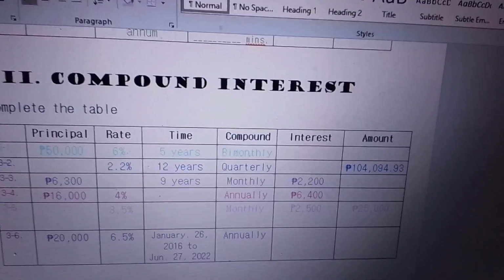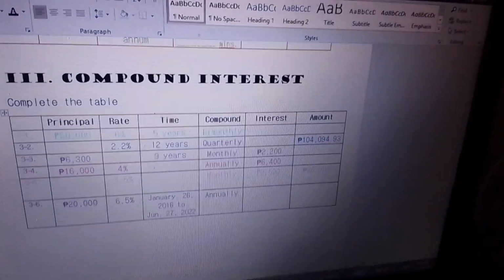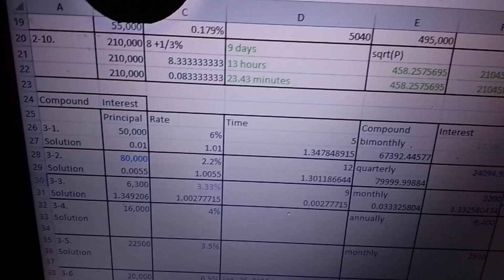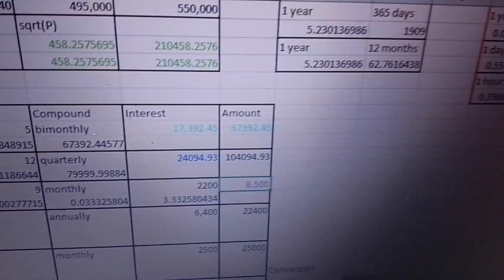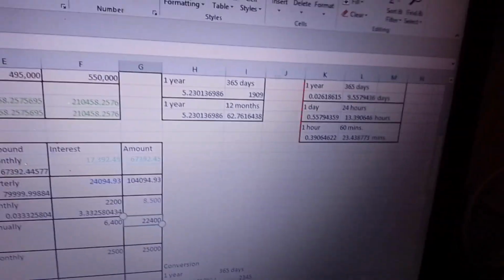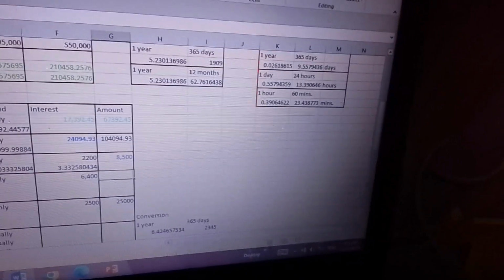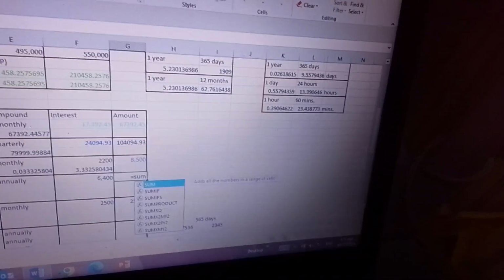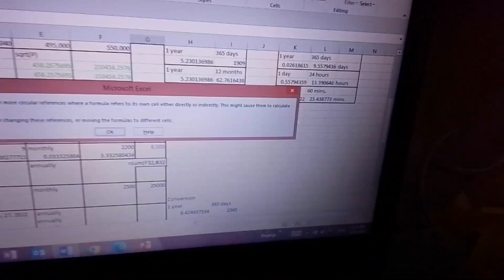But before that, we need to get the amount. Madali lang talagang pagkuha ng amount. And actually, to be honest, I've already done it for you. Because to get the amount, it's 6,400 plus 16,000 to give me 22,400, diba? So, I just type the sum of this guy and then this guy. We got this.